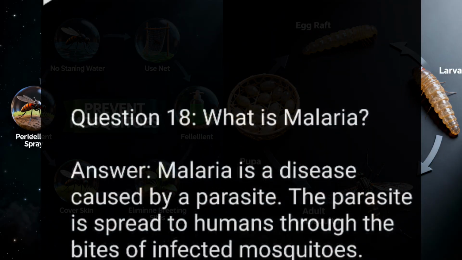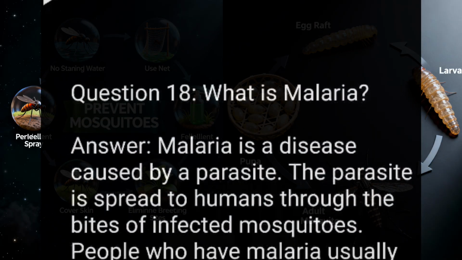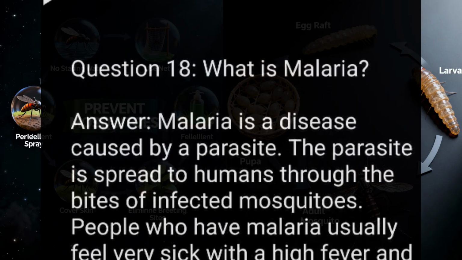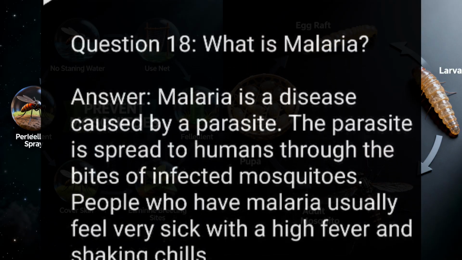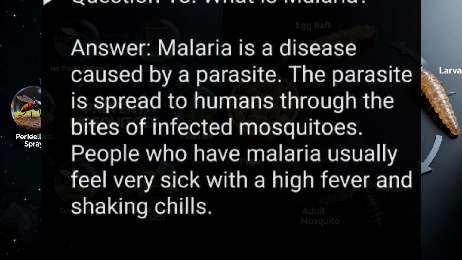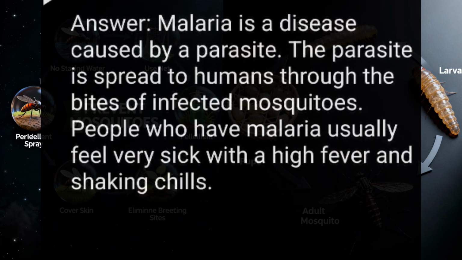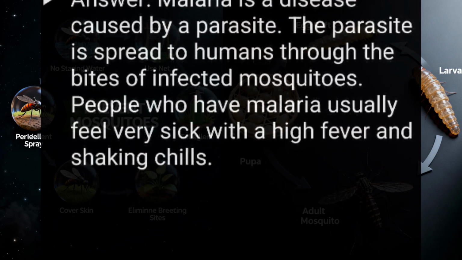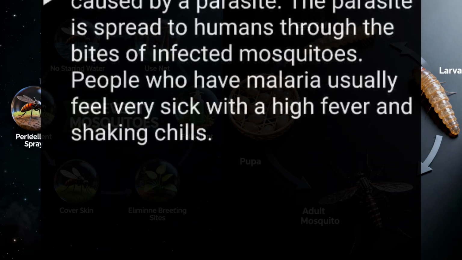Question 18. What is malaria? Answer. Malaria is a disease caused by a parasite. The parasite is spread to humans through the bites of infected mosquitoes. People who have malaria usually feel very sick with a high fever and shaking chills.